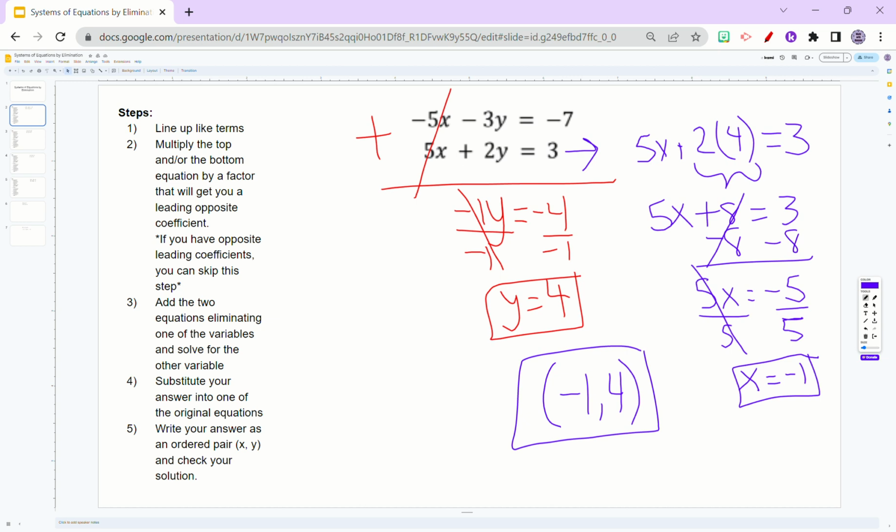In other words, negative 5 times negative 1 will get you positive 5. Positive 5 minus 3 times 4, which is 12, so positive 5 minus 12 will get you negative 7. That does check out. And then if you plug it into the second equation on the bottom, 5 times negative 1 is negative 5, plus 2 times 4 is 8, so negative 5 plus 8 will get you 3. So if you plug in the x values and the y values, you can check your work that way.